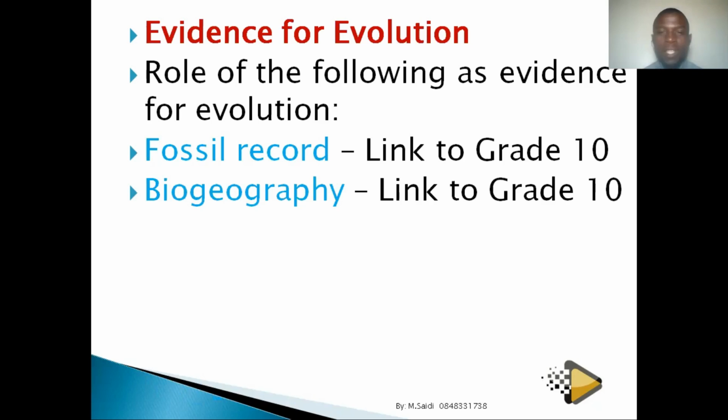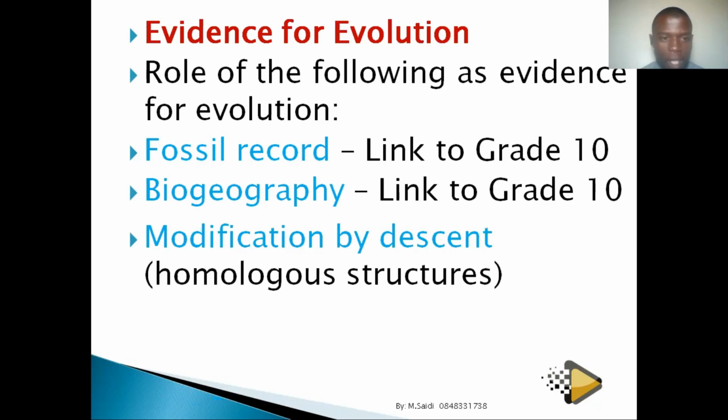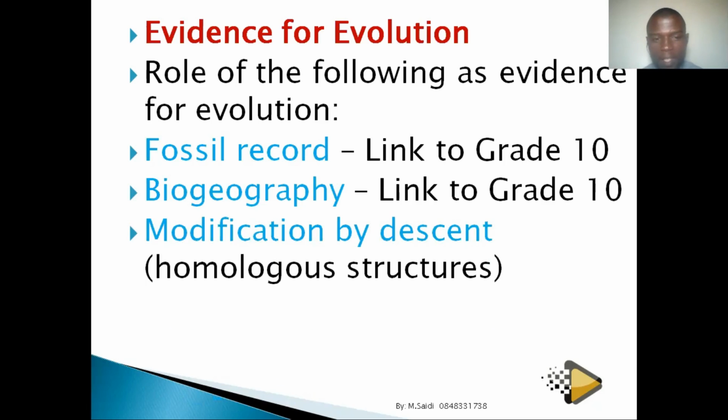Then you are going to look at biogeography. Here we are going to look at how species are distributed in the world. Still, this is grade 10 work. So we are going to link it so that you can understand it better. Then you're going to look at modification by descent. Sometimes you call this one comparative anatomy.